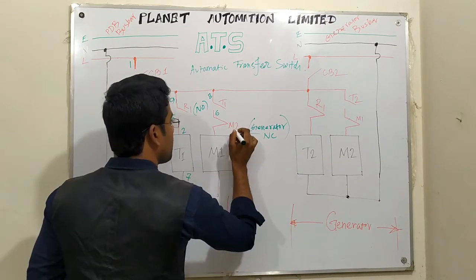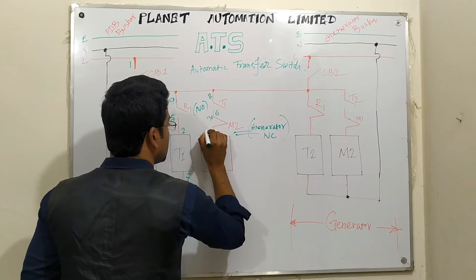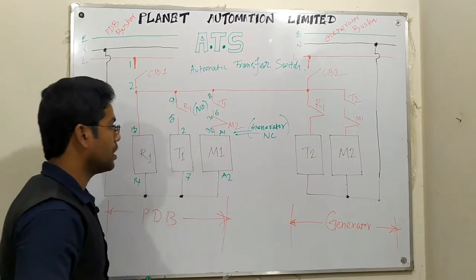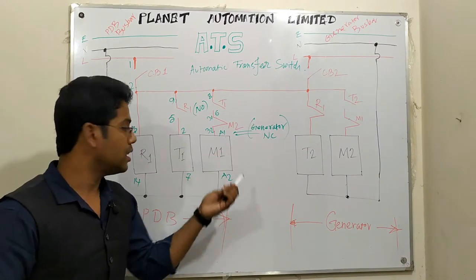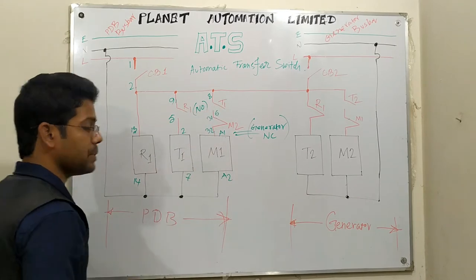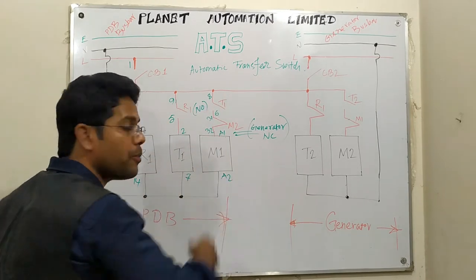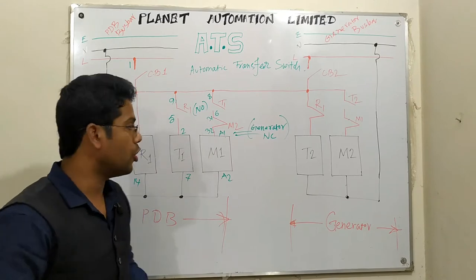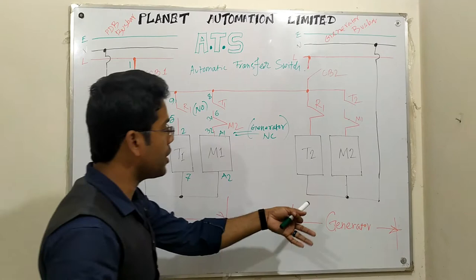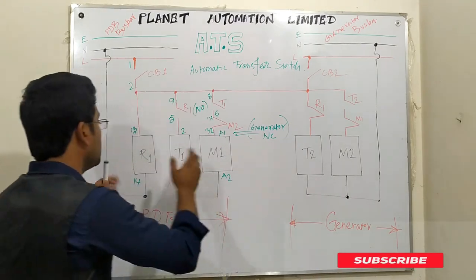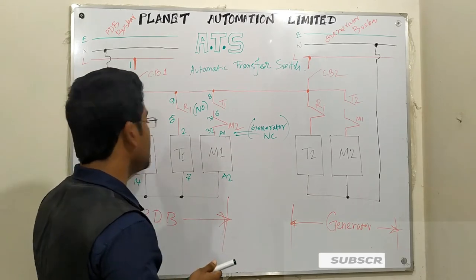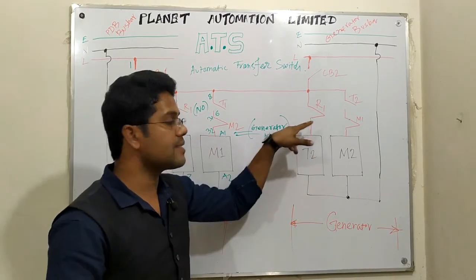So friends, this is MC number 2, with terminals 31 and 32, and this is M1, whose coil is A1 and A2. When you take A1 as line, A2 will be neutral. So friends, this is the section of the PDB, the power distribution board, the main line of our electric supply. When our electricity is absent, our generator runs automatically when the PDB stops. That means our relay stops and the relay NC is active.